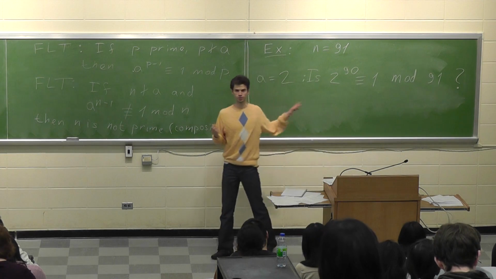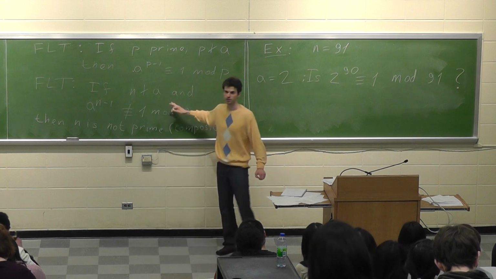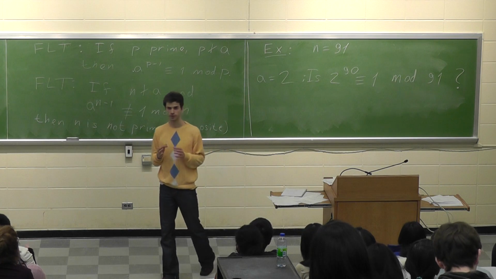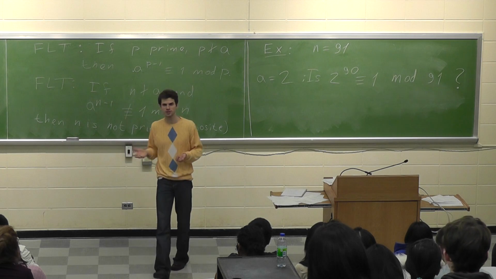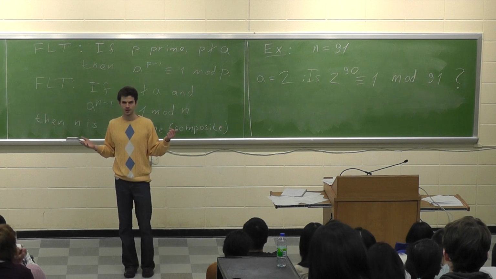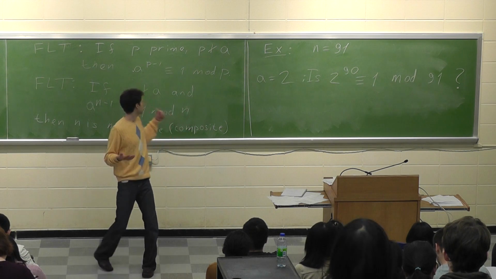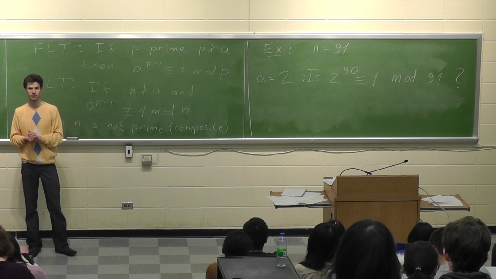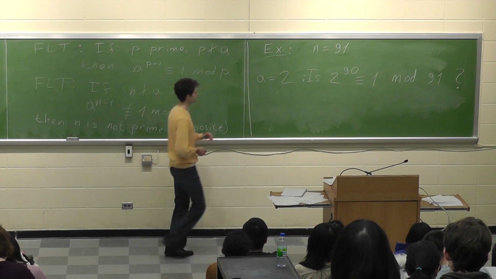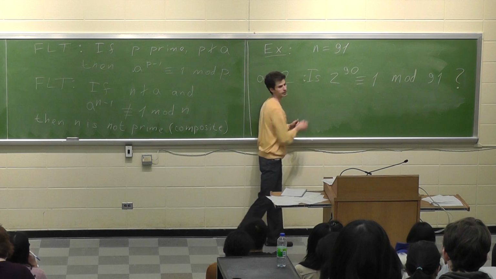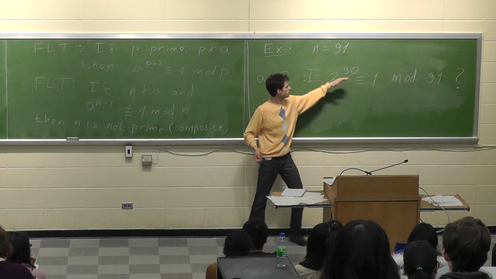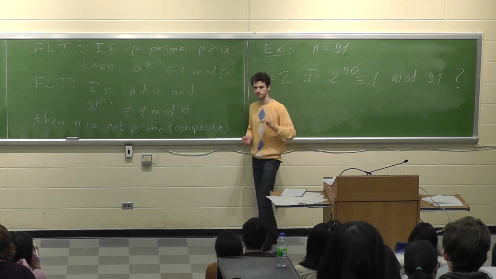If it is not congruent to 1 modulo 91, then I can conclude that 91 is actually composite, it cannot be a prime number. If it happens to be congruent to 1, this tells me actually nothing. It could be congruent to 1 because 91 is indeed a prime, or by some random chance. You'll see examples where this test doesn't work. But in this example, let's actually compute what is 2 to the power 90 modulo 91.